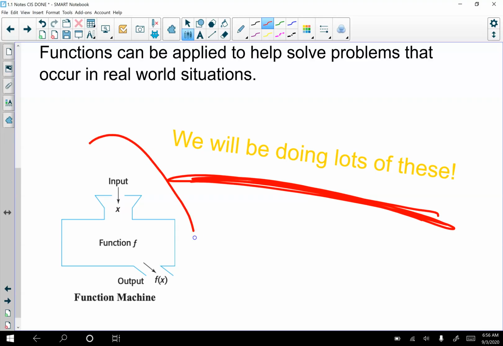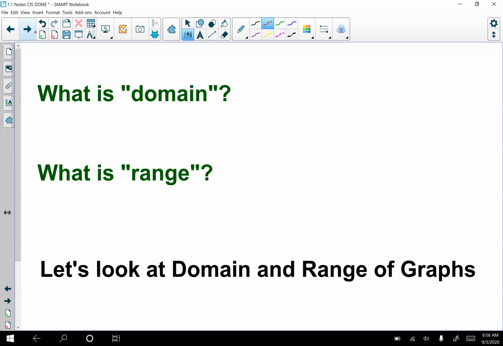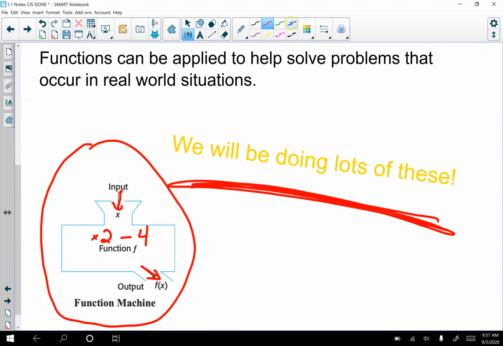So this is just a nice visual of a function machine. You input an X, whatever that is. The function does its work. Maybe it multiplies by 2, and then it subtracts 4. Maybe that's what it does. And then it kicks out an output. So whatever that function is, we'll convert it to an output. Okay, so I want to actually go through a couple more examples of functions with you.